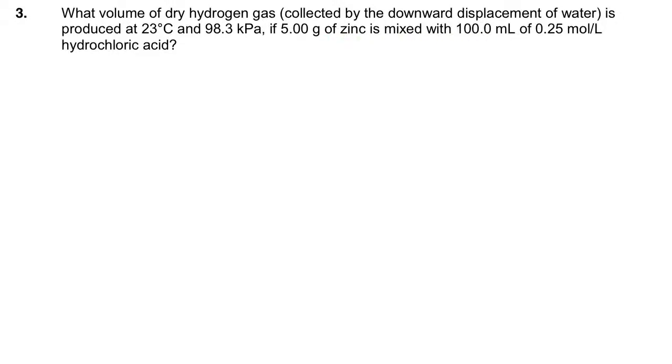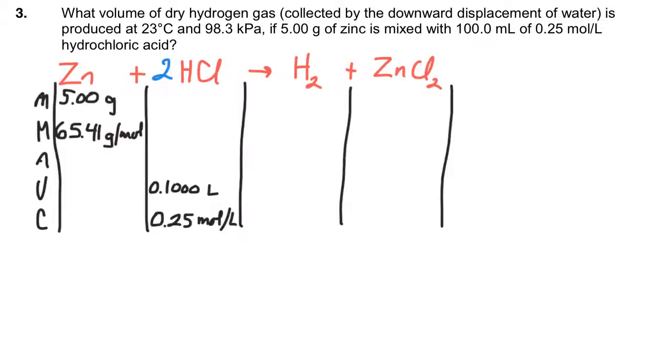Zinc is mixed with hydrochloric acid. So zinc reacts with hydrochloric acid. It's a single displacement reaction, so we have zinc chloride and hydrogen as our products. And then you balance the equation. Take a look at what information is given. Well, how much zinc? We have 5 grams of zinc, and we're also given a volume and concentration of the HCl. So we're going to set up a stoichiometry grid that involves mass, volume, and concentration, like this. So I can calculate the number of moles of zinc and the number of moles of HCl. So I have 0.0764 moles of zinc reacting with 0.025 moles of HCl.